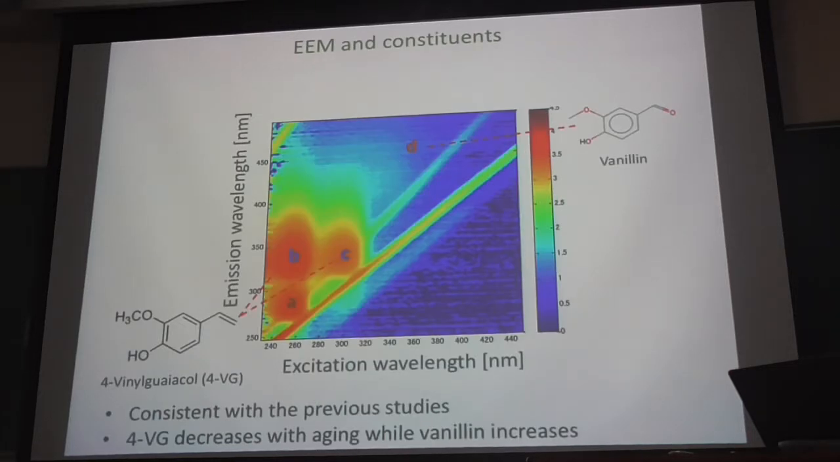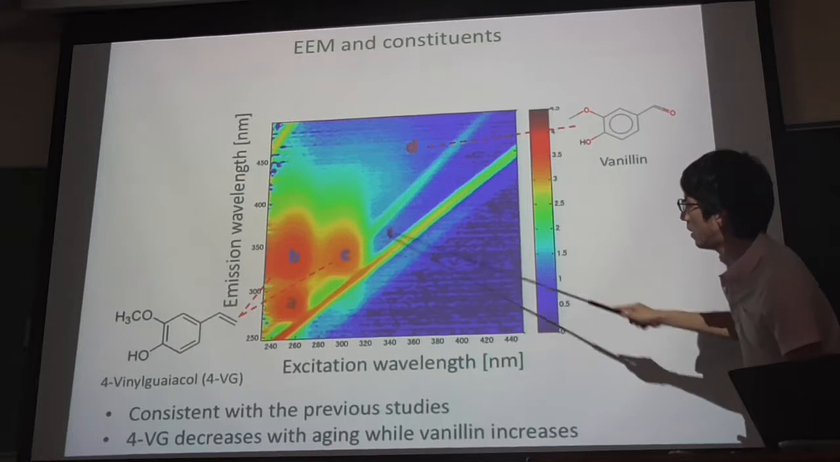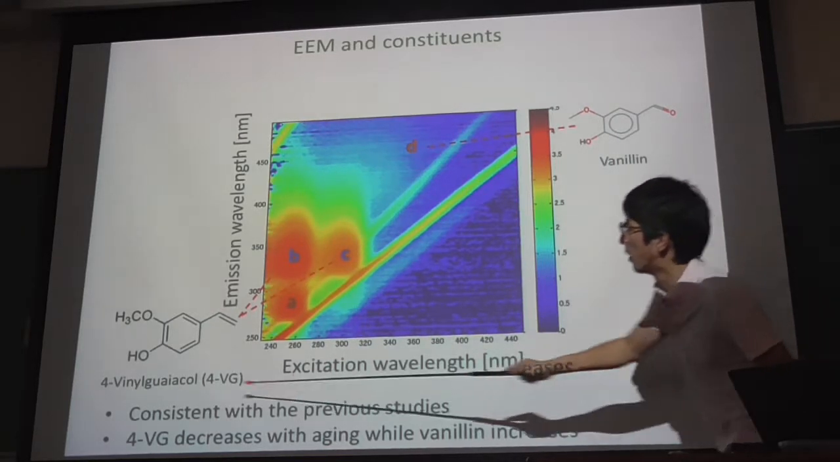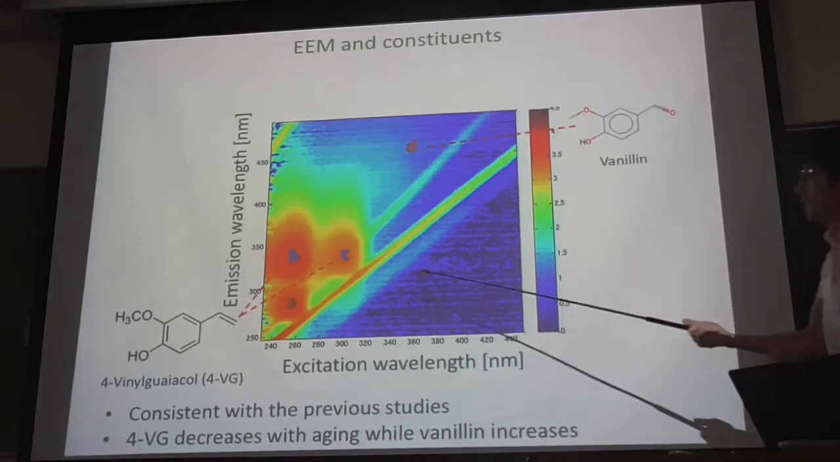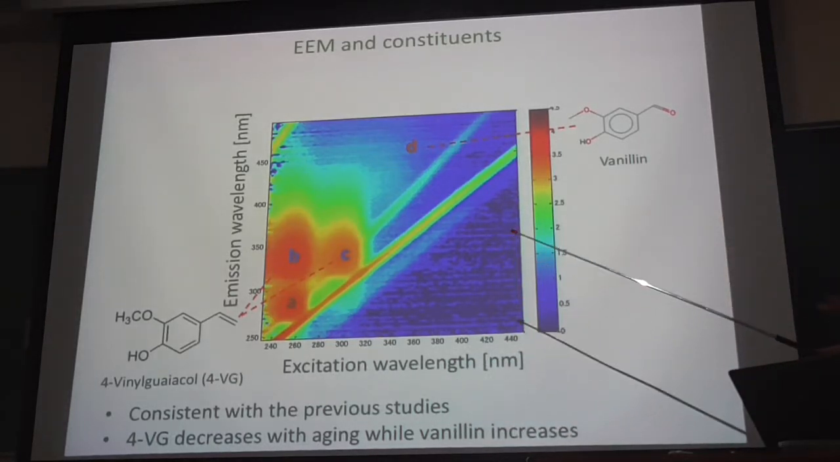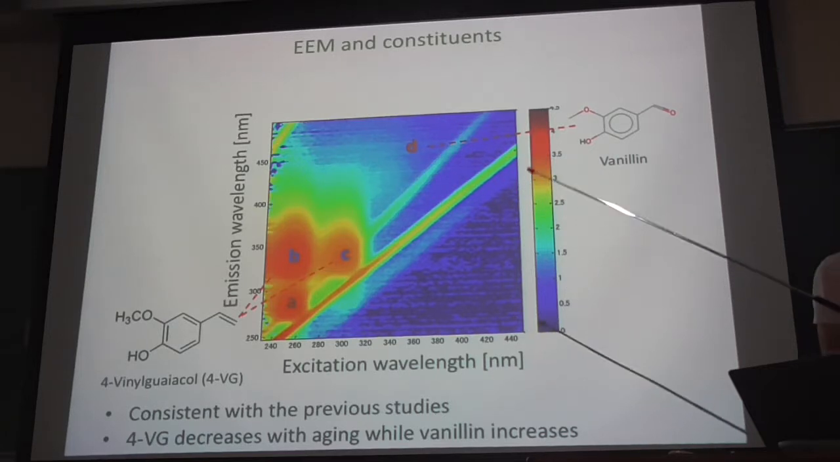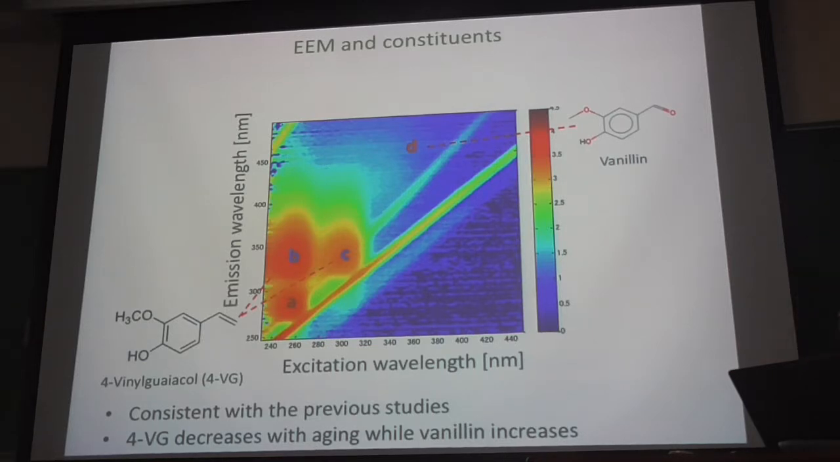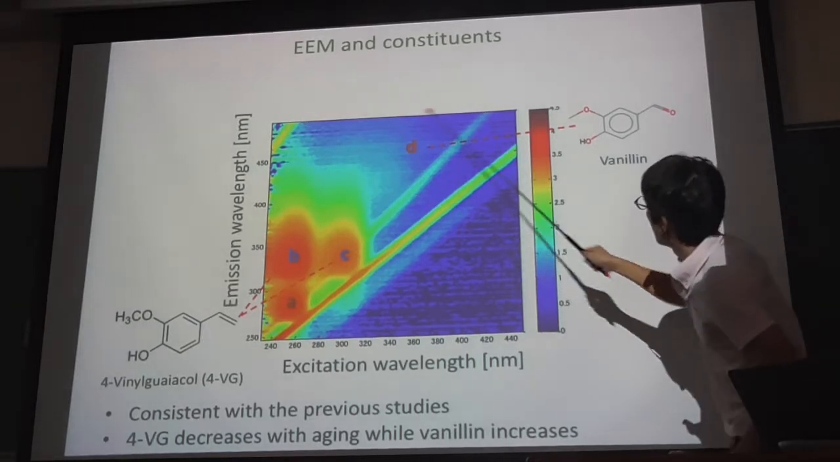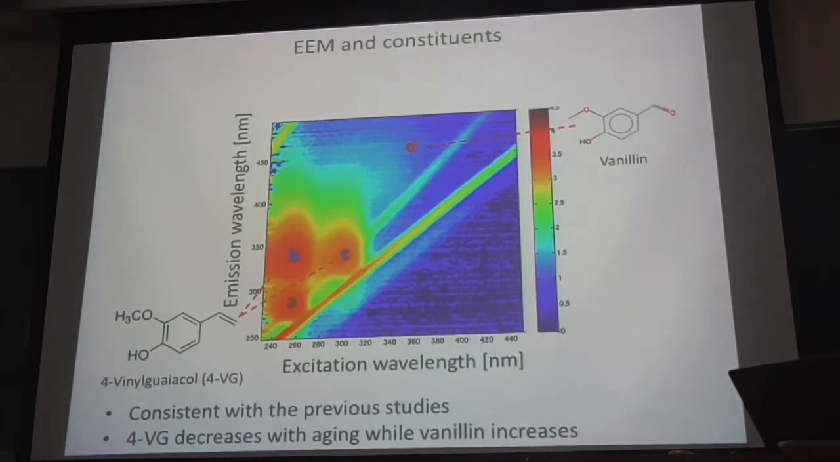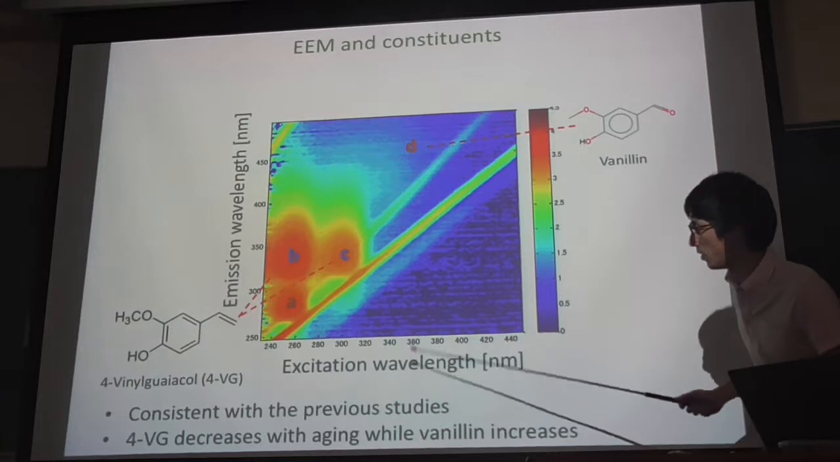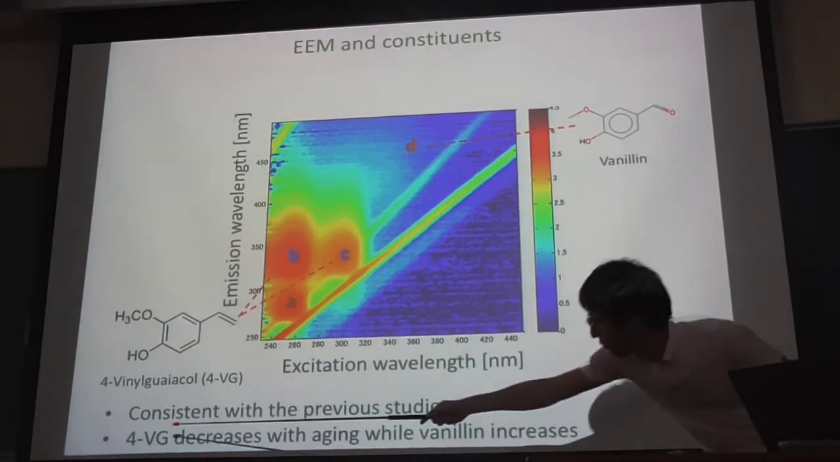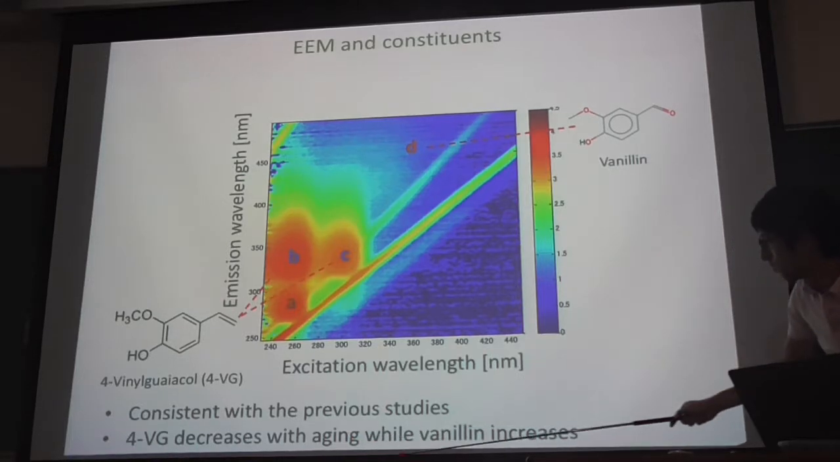And actually, B and C are fluorescence from 4-vinyl guaiacol, 4VG, which is rich in the new Awamori, and it smells like, how can I say, smoke or charcoal or something like that. And D corresponds to vanillin, which has a sweet smell, and this is rich in old Awamori. So this is consistent with previous studies on Awamori, with 4VG decreasing with aging and vanillin increasing.